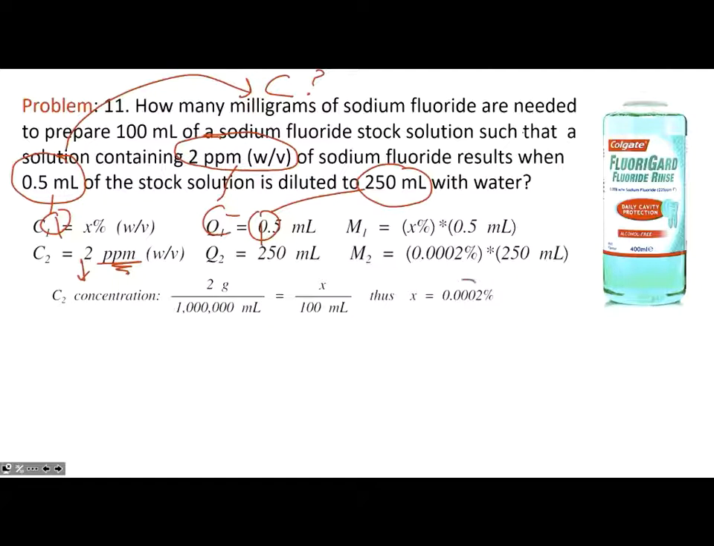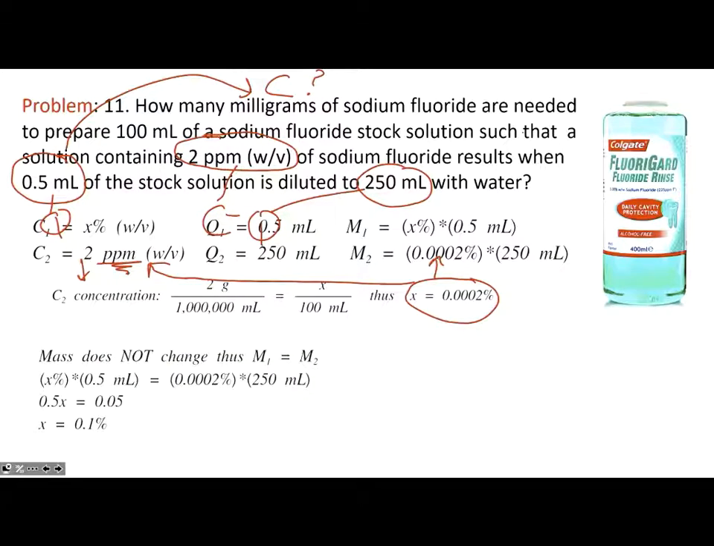So that number, essentially expressed there as a percent, because it's per 100 mils, is what I'm going to substitute here. So you'll notice that's what I put over here for my mass. Okay? So essentially now I can say this is a dilution. So the mass I had before is equal to the mass I had afterwards. So my X percent times 0.5 mils is going to be equal to what I just determined to be 0.0002% times 250 mils. The mass isn't going to change between those two. Solve for X, you can see the math there, and my final X, though be careful, my value is 0.1. That represents 0.1%. That's what I said X was equal to, a percent concentration.